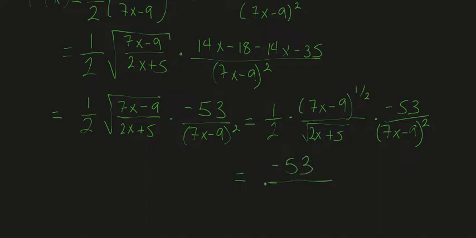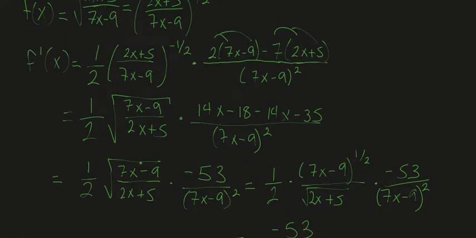over 2 times the square root of 2x plus 5 times (7x minus 9) to the power of 3 over 2. And this will be the most simplified version of the derivative.